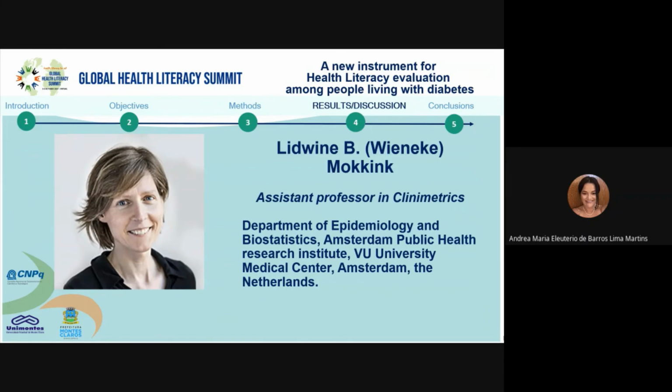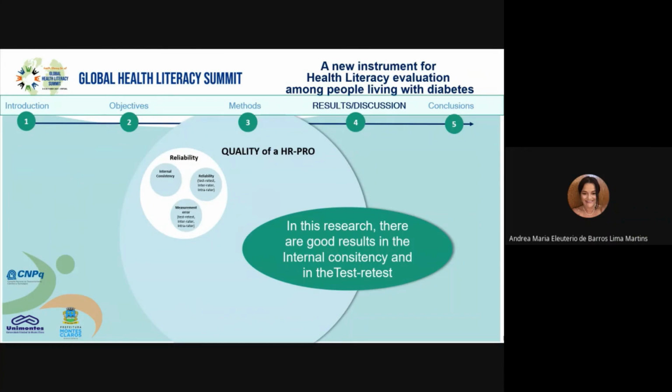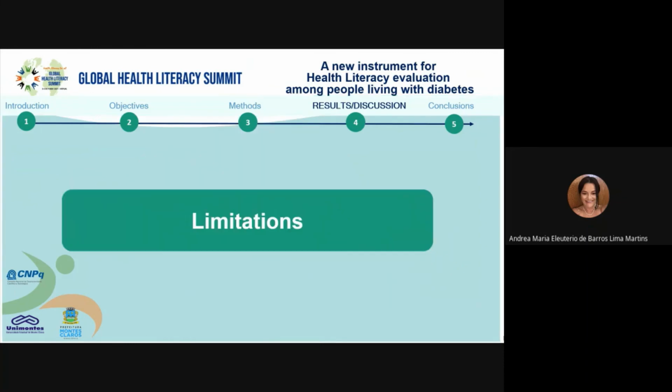Lidwine B. Mokkink et al. published the COSMIN Checklist for assessing the methodological quality of studies on measurement properties of health status measurement instruments, an international Delphi study. In this research, there are good results in the internal consistency and in the test-retest. Validity and responsiveness were not the objective of this research.